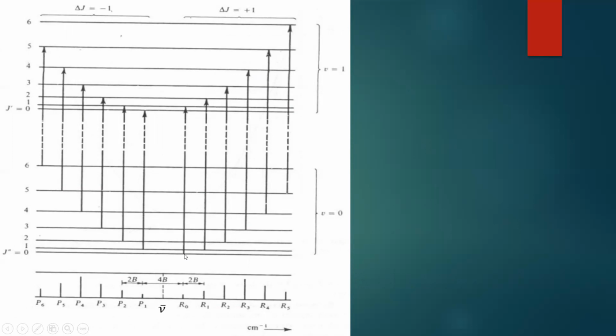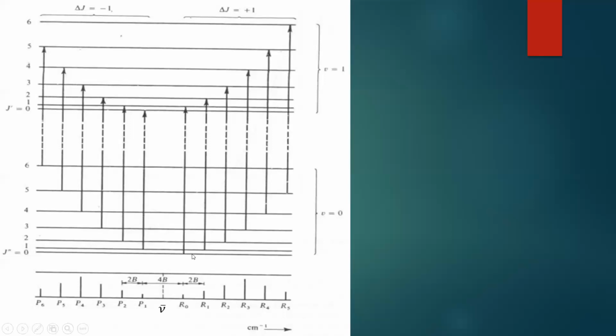The molecule in J equal to 0 state can go to J equal to 1 state. So J must change by only 1, plus 1 or minus 1. Similarly, the molecule in J equal to 1 state can go to J equal to 0 or it can go to J equal to 2. Okay, so two possibilities are there. There are transitions corresponding to delta J equal to plus 1 and some transitions corresponding to delta J equal to minus 1.